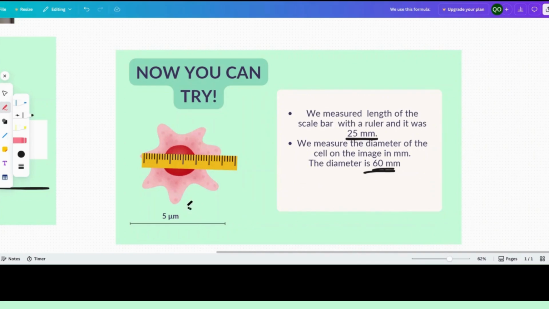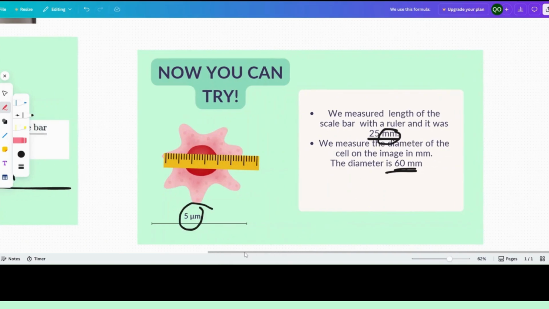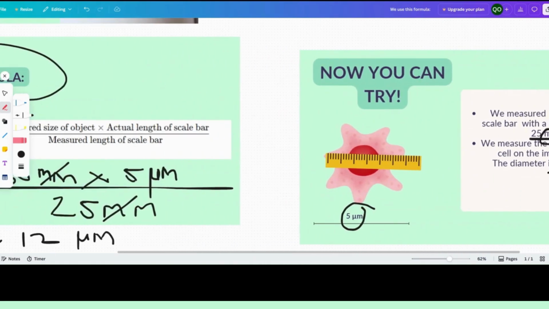What I just want us to be aware of is what they ask us. Should the unit be micrometers or should it be millimeters? That is just what we need to be mindful of.